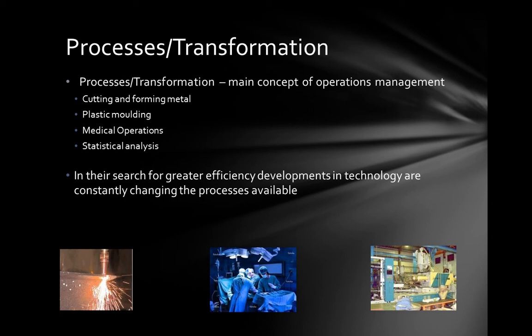Next comes the process or transformation. This is the conversion of the inputs, or the resources, into the outputs, which are the goods or services. The process or transformation is the main concept of operations management. It can include cutting and forming metal, plastic moulding, medical operations, or even statistical analysis. In their search for greater efficiency, developments in technology are constantly changing the processes available.